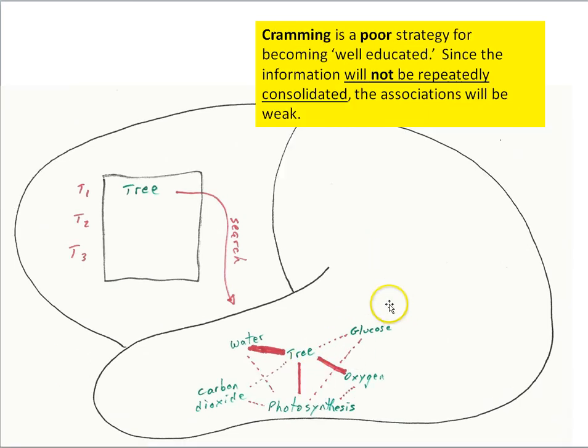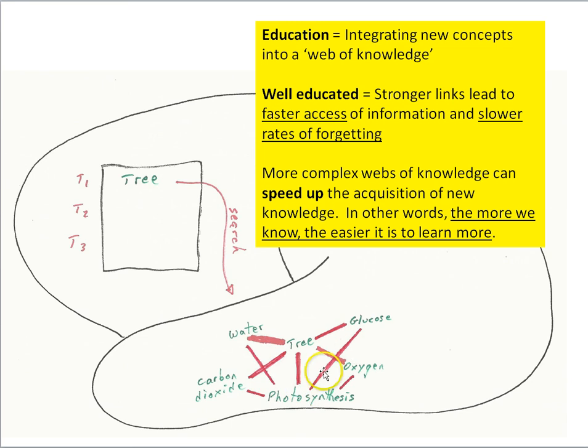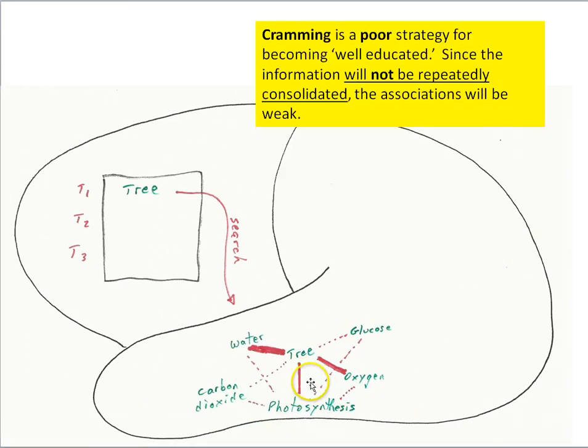And we can use this diagram to help us understand a common approach to studies, and that is cramming. Cramming, as it turns out, is a poor strategy for becoming well-educated. Since the information will not be repeatedly consolidated, the associations will be weak. So if we use cramming as our way to go through school, we're not going to be making strong associations. In order to make strong associations, we have to repeatedly consolidate information. We have to use the best practices in our study strategies. Cramming is not one of those practices.